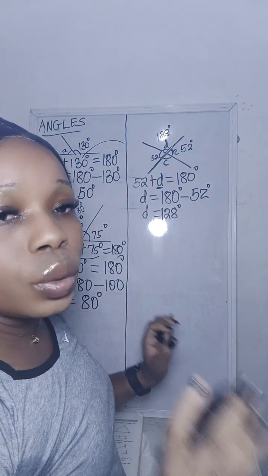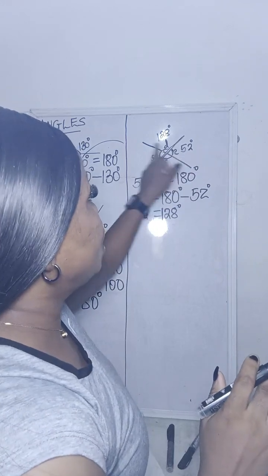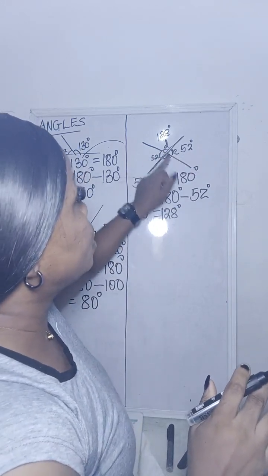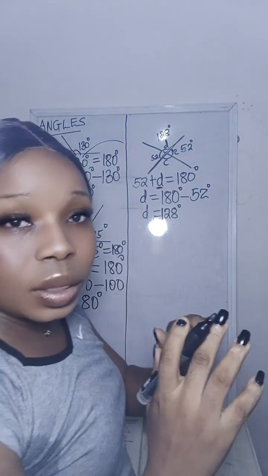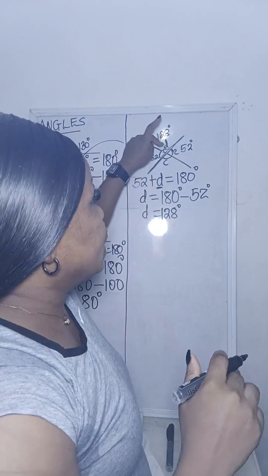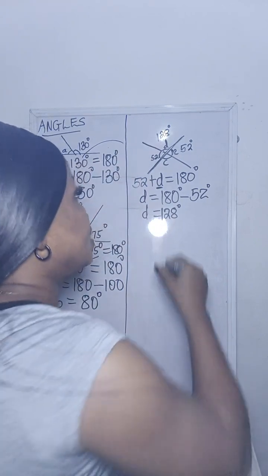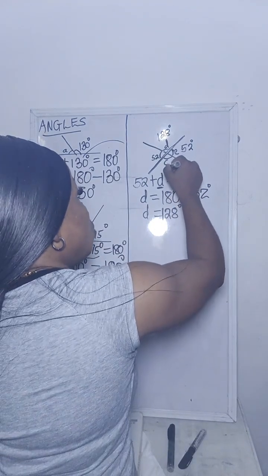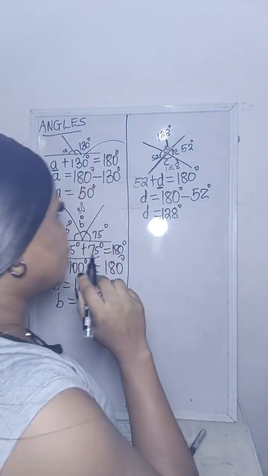It is in the rule that vertical angles are equal. So 52 degrees, E equals 52 degrees. And you would notice that C and D are also vertical angles. So if D, as we've calculated it to be, is 128, that means C would also be 128. That is because they are vertical angles, and vertical angles are always equal.